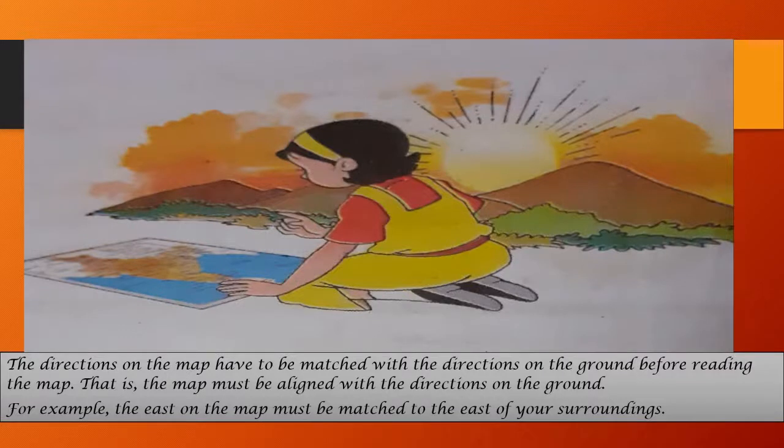Student, in a map, directions are always shown. They are indicated with the help of an arrow pointed north. The directions on the map have to be matched with the directions on the ground before reading the map. That is, the map must be aligned with the directions on the ground. For example, the east on the map must be matched to the east of your surroundings.